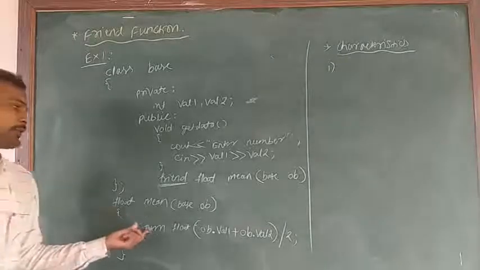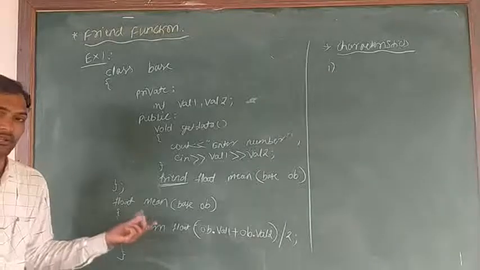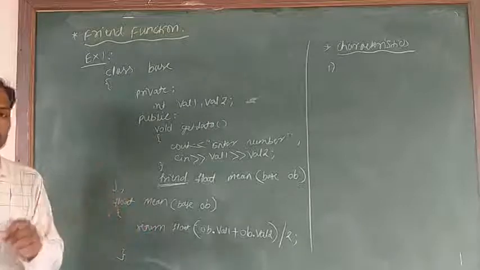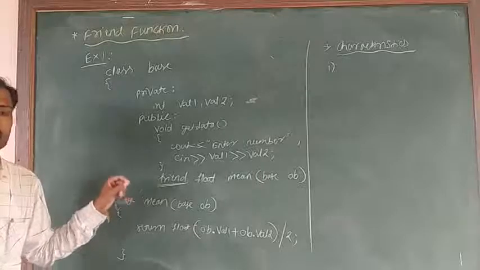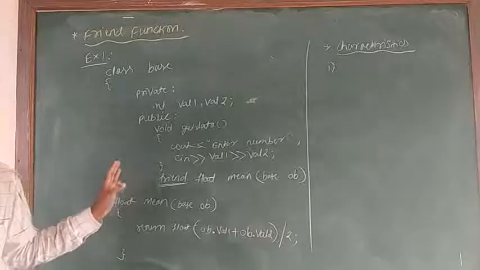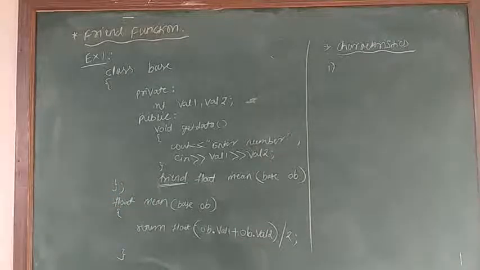This is not a member function. I am going to repeat again: a friend function is not a member function. It is an external non-member function, but it has full privilege to access the private and protected data members. Understood? So this is about our candidates. And one more.